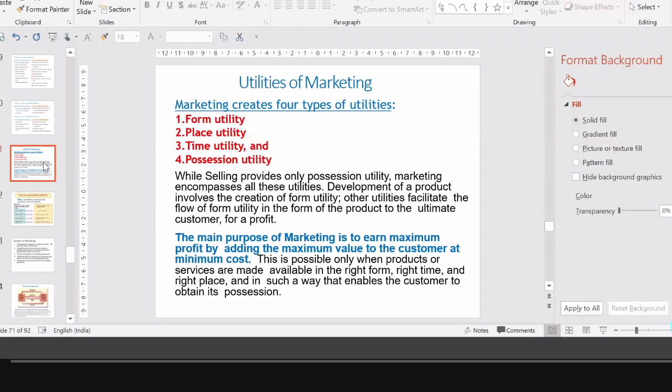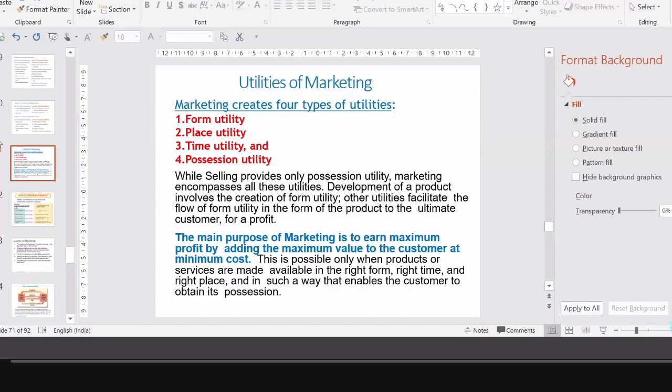Similarly, the product is required at the right time and at the right place, and that is what we are trying to give, at the right price as well. So time utility also comes in, where we try to provide a product at the right time. Added to this, the possession utility. Finally, they can own the product whenever they want and use it the way they wish. While selling provides only possession utility, we try to distinguish between marketing and selling. Selling here only provides the transfer of ownership, the possession, whereas marketing provides all the other 3 as well.